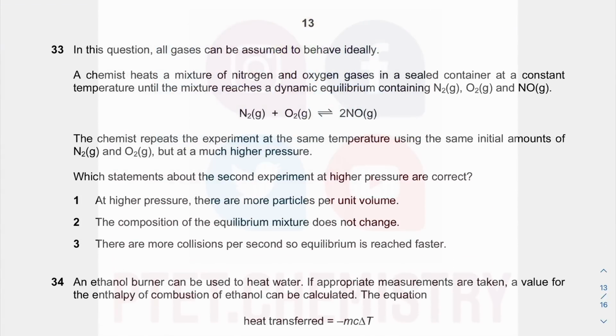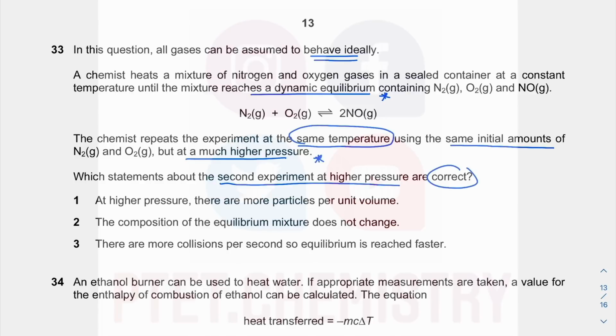Question 33. So in this question, all gases can be assumed to behave ideally. So when you heat a mixture of nitrogen and oxygen gas in a sealed container, you reach dynamic equilibrium, right? You repeat the experiment at the same temperature using the same initial amount, but at a much higher pressure. So the change here is changing to a higher pressure, but same temperature, same initial amount. So which statement about the second experiment at higher pressure are correct?